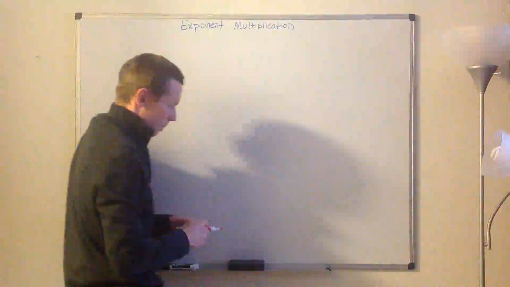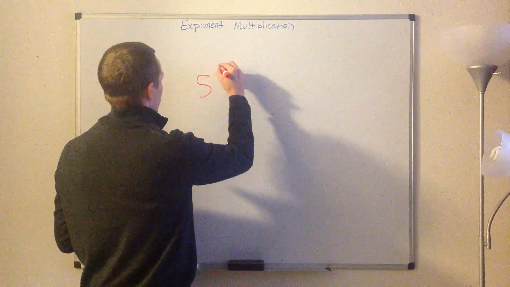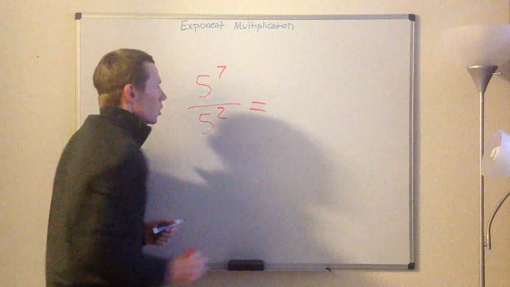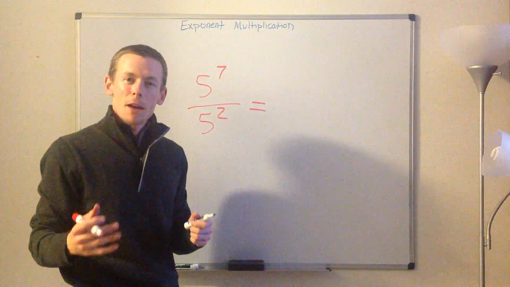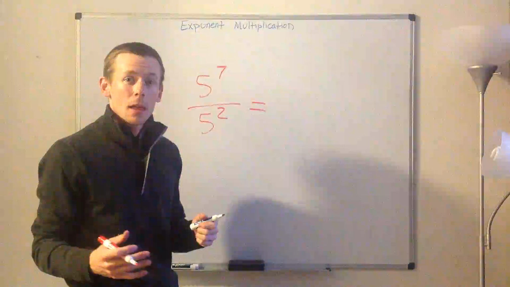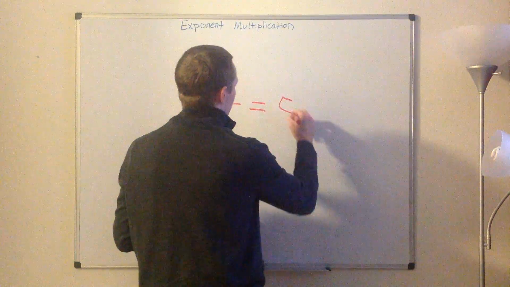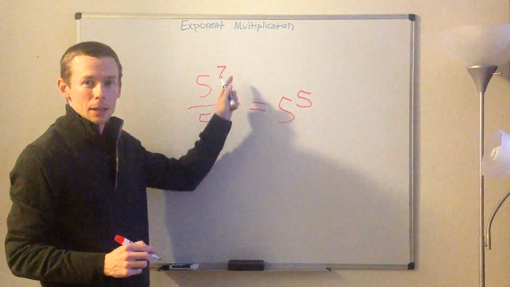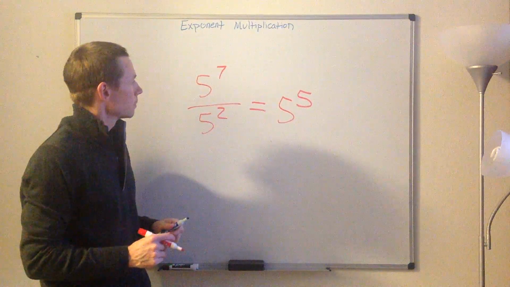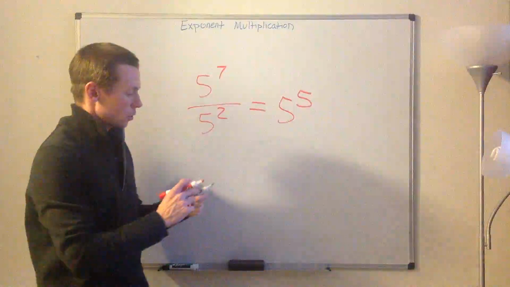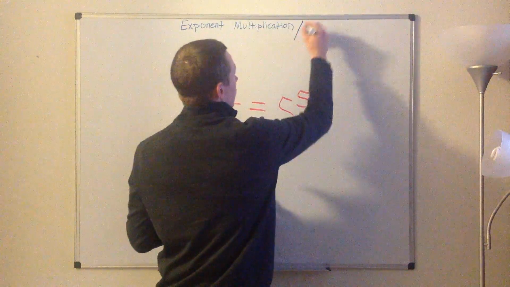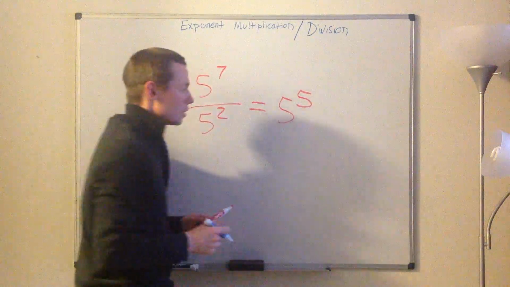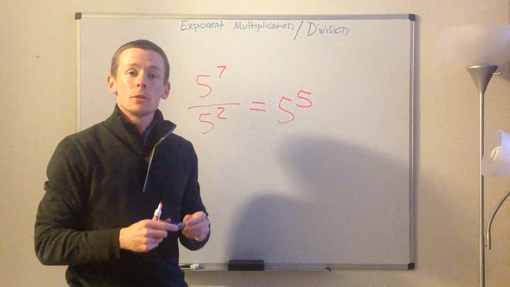Let's look at another example. So what is 5 to the 7th divided by 5 to the 2nd? Well, it ends up being 5 to the 5th when we subtract the exponents right here. Okay. So that is exponent multiplication and division. And that concludes this short lesson.